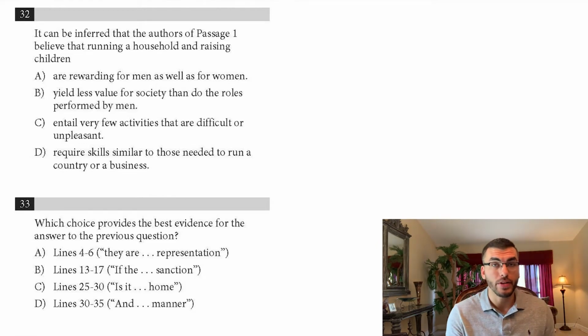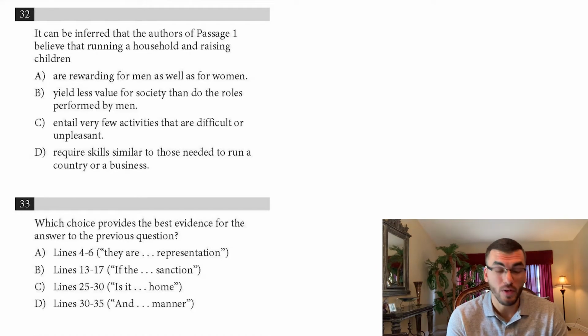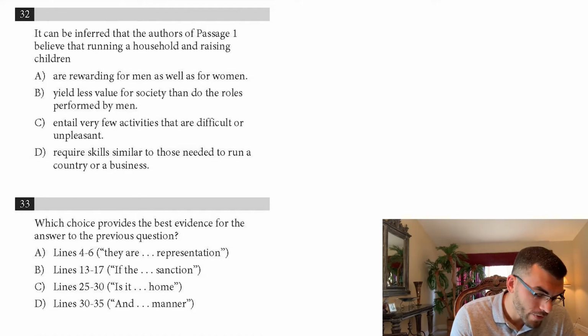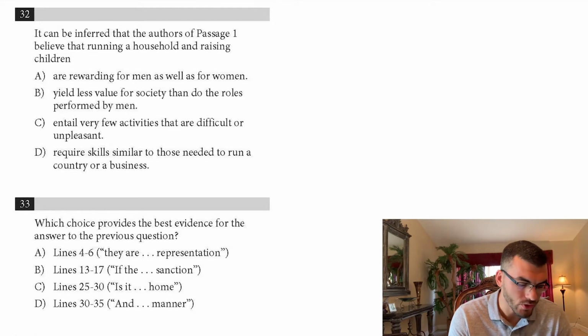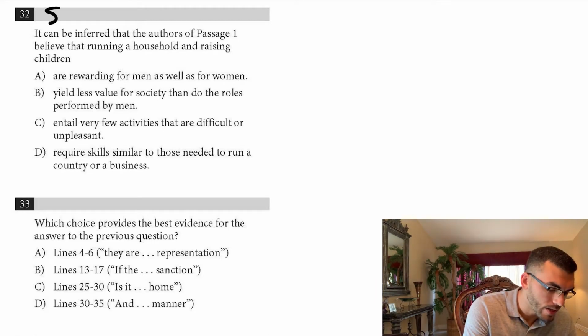So what's the first thing that we do? We identify it as a specific question. It can be inferred that the authors of passage 1 believe that running a household and raising children. So are we going to have to understand the entire passage to know what it says about running a household and raising children? Probably not. And besides, it's a paired question. We know the answer is going to be found on one of those specific lines. So for all those reasons, we can say this is a specific question.